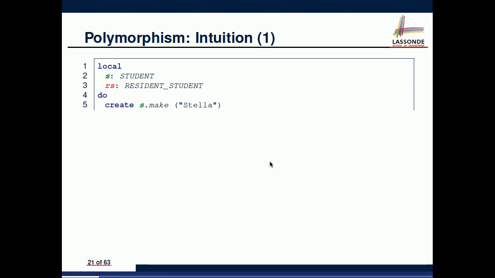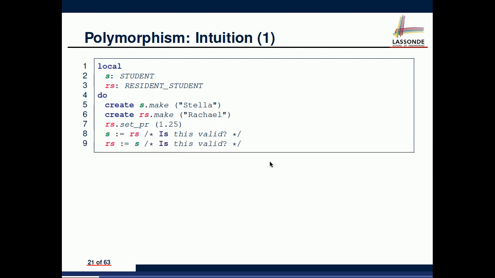So what would be the dynamic type for S? Student, right? We just omit it because they are the same. And also RS, dynamic type, resident students. And now, I say RS does set premium rate to be 1.25. And then, I have two assignments over here. Either I say S is assigned to RS versus RS is assigned to S. Which one should be valid and which one should not be valid? Well, both are valid, or both are invalid.